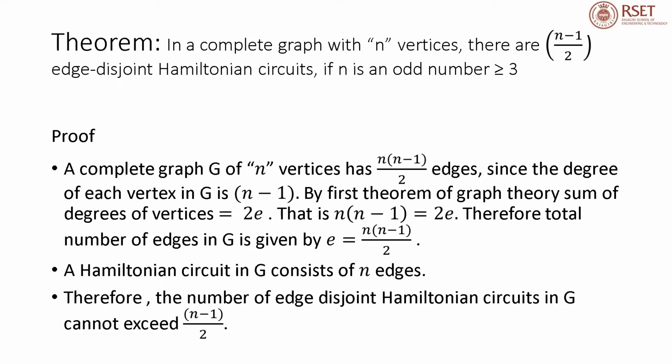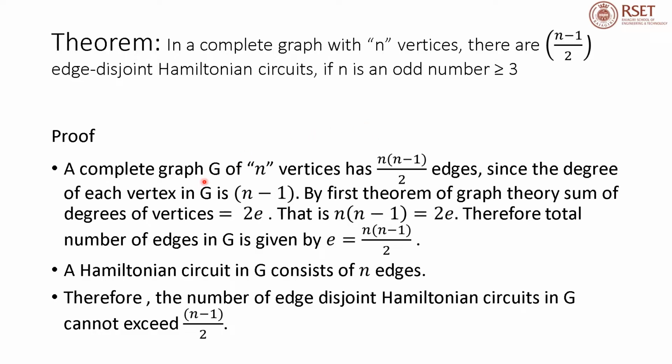Next, we can explain a theorem related to complete graphs. In a complete graph with n vertices, there exist (n minus 1) divided by 2 edge-disjoint Hamiltonian circuits, if n is an odd number greater than or equal to 3. You can see the proof.